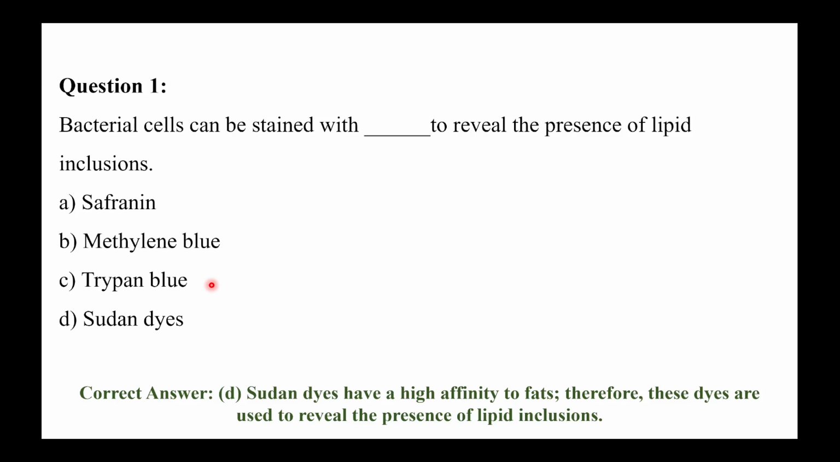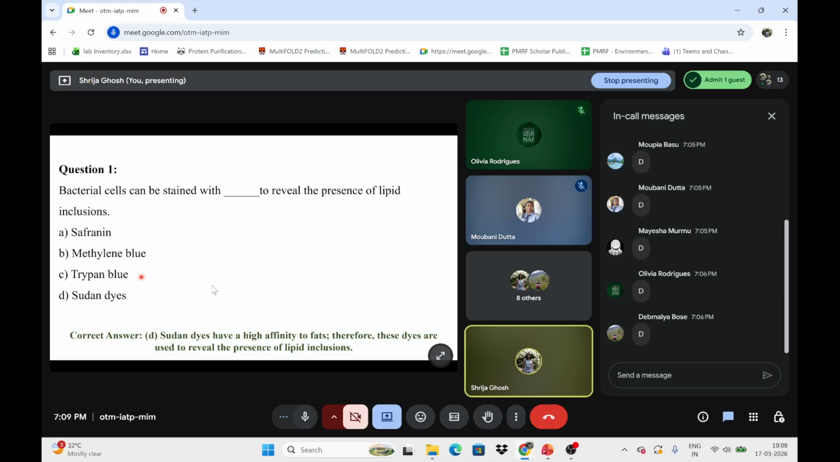Viability means how many live cells are present in the culture. Okay, so all these dyes are actually used for staining bacterial cells. Every dye has its own purpose, its own property. So Sudan dyes have a high affinity towards fat. Trypan blue is a negatively charged dye. It is used for cell viability determination.